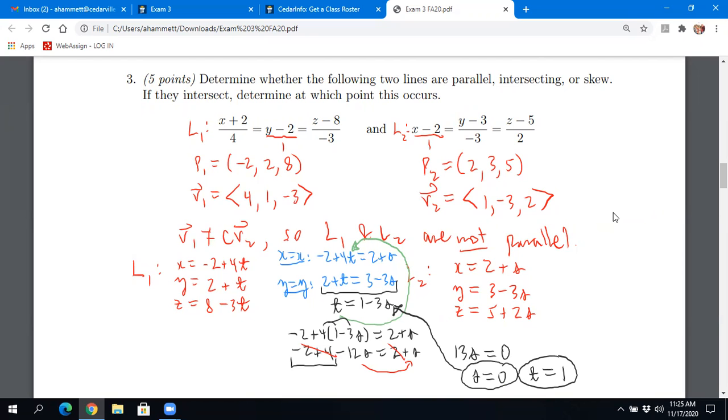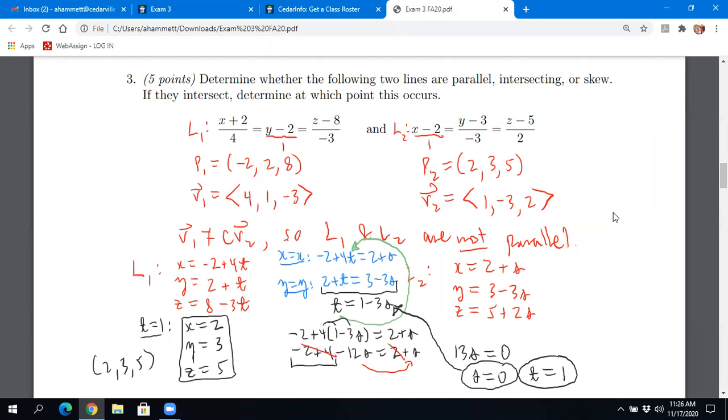So if I plug t equal to 1 into the first line, what point do I get? x is going to be -2 plus 4, which is 2. y equal to 3. Remember, t is 1. And z equal to 5. Right? So I get 2, 3, 5 is my point.